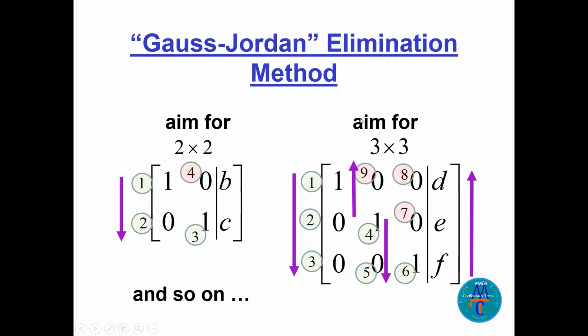Also in 3 by 3, we have to make ones in the main diagonal, and above the main diagonal and below the main diagonal, we should have all zeros. So we can start. You see these green colors here. This is Gauss method. 1, 2, 3, 4, 5, and 6. Then you continue 7, 8, and 9 to make them zeros. Then you will have x is equal to d, y is equal to e, and z is equal to f.